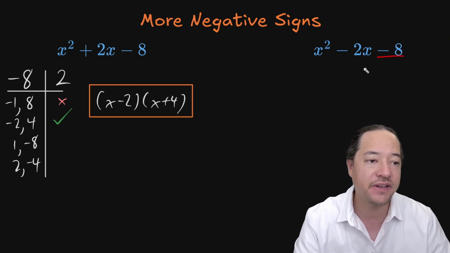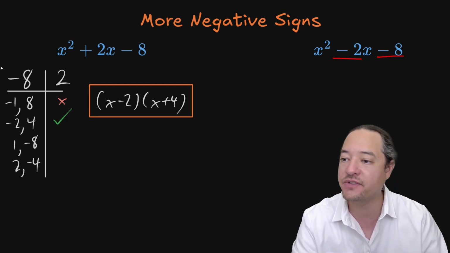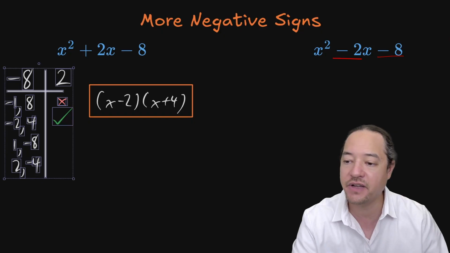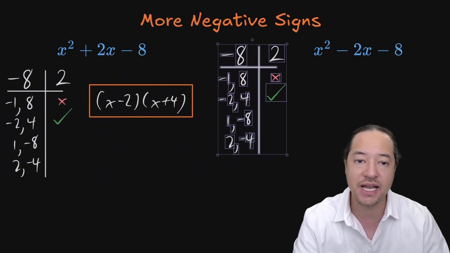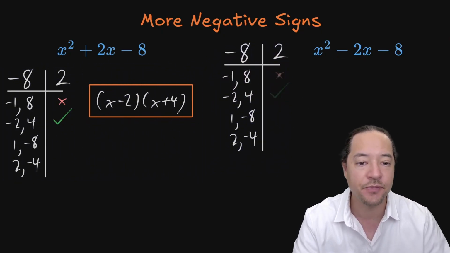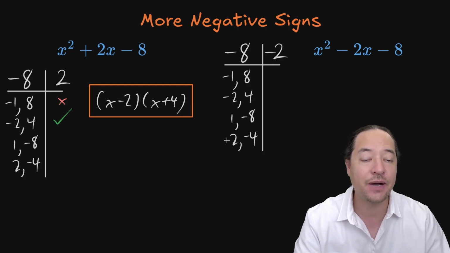Well, here we have, again, a negative 8, and here we have a negative 2. So the factors of negative 8 are all going to be the same. Okay, so I'm just going to drag this over. This is going to be very similar. However, this is now a negative 2.